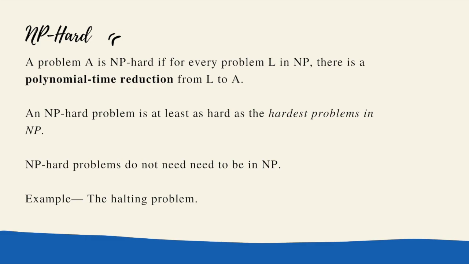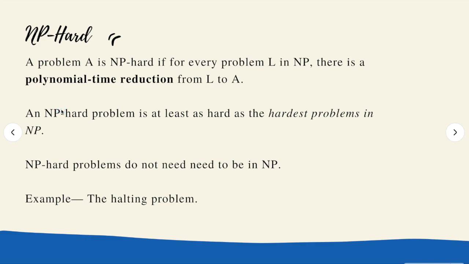Okay, let's try to define NP-hard with the definition of reduction, since we know what a reduction is. A problem A is NP-hard if for every problem L in NP there is a polynomial time reduction from L to A. If A is NP-hard, that means we can reduce every problem L in NP to that problem A in polynomial time. So that is what this means.